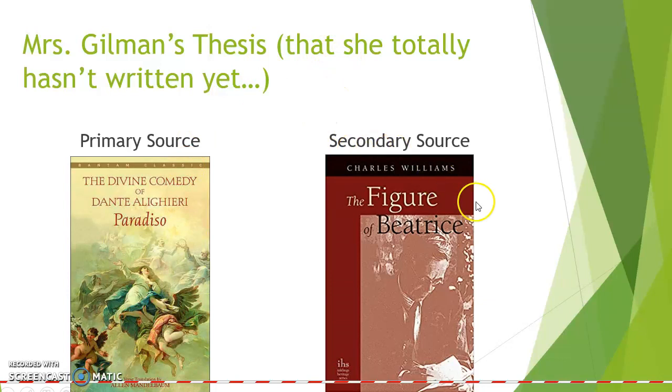Secondary source, I'm using Charles Williams, The Figure of Beatrice, and he is discussing the character of Beatrice in Dante's Divine Comedy. So he's discussing Dante's work, he's analyzing the character, he's talking about her importance, so he is responding to the primary source. Secondary source is responding to the primary source.